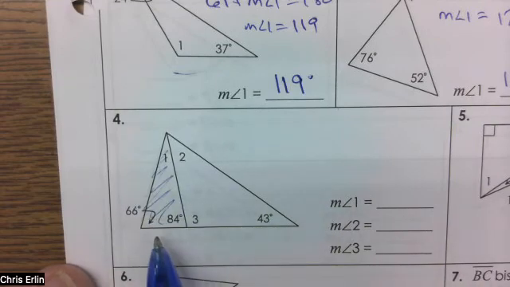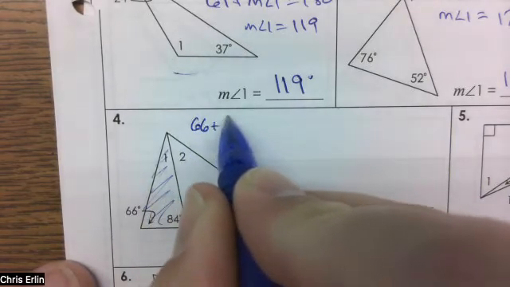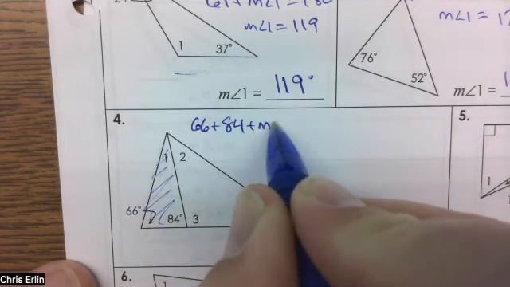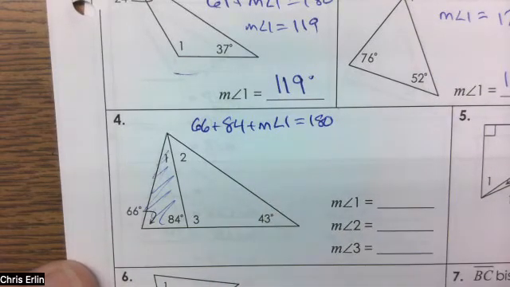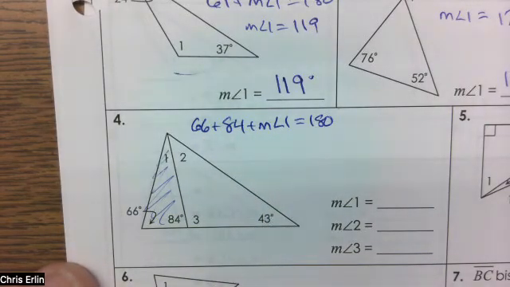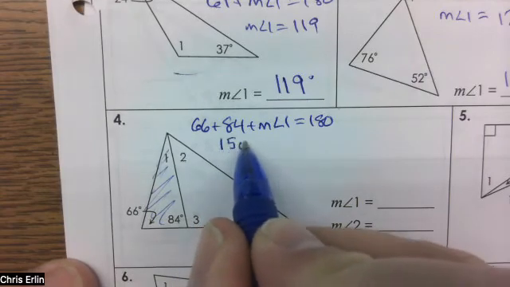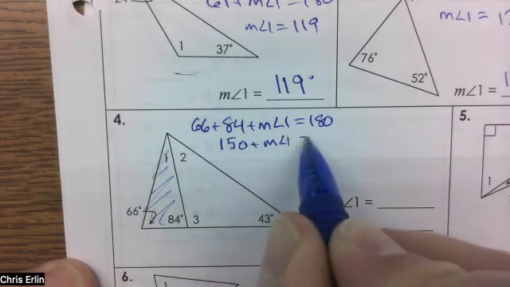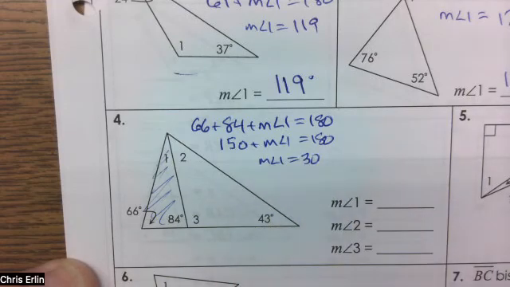Good. You recognize this as a triangle. And if it's a triangle, then the triangle angle sum works. So 66 plus 84 plus whatever that measure of angle 1 is will equal 180. And by writing it out this way, you're telling me the theorem you're using. You're justifying your steps. So that means that 150 plus the measure of angle 1 is equal to 180. So the measure of angle 1 is equal to 30. Now we've got that.